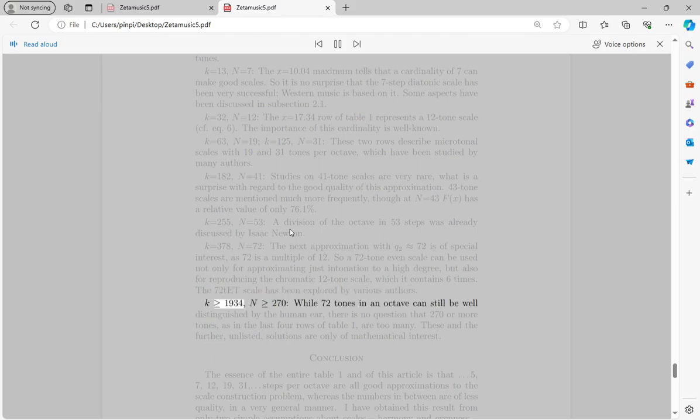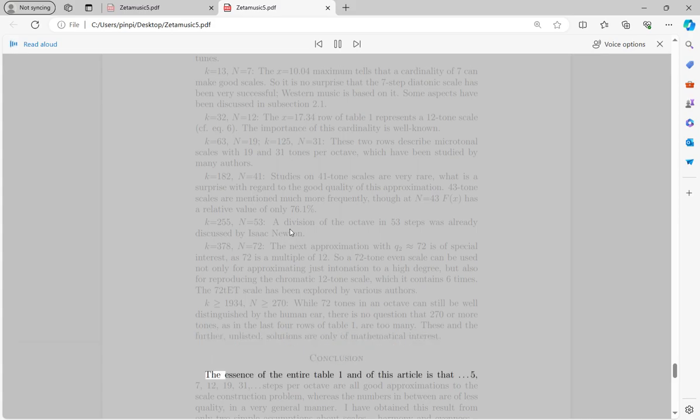K greater than or equal to 1934, n greater than or equal to 270. While 72 tones in an octave can still be well distinguished by the human ear, there is no question that 270 or more tones, as in the last 4 rows of Table 1, are too many. These and the further, unlisted, solutions are only of mathematical interest.